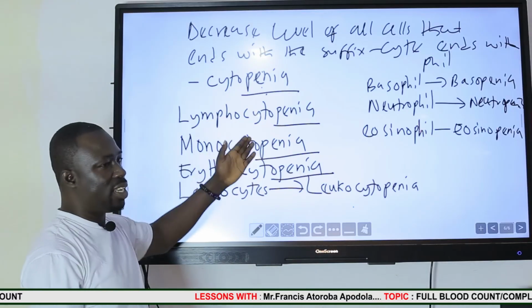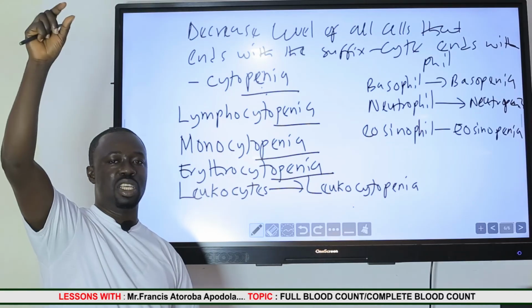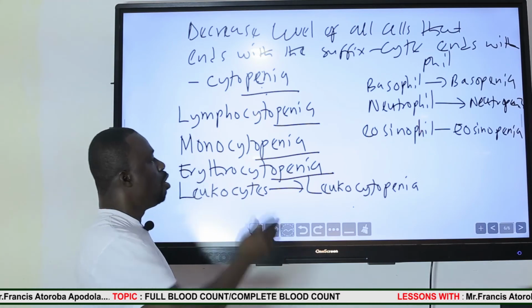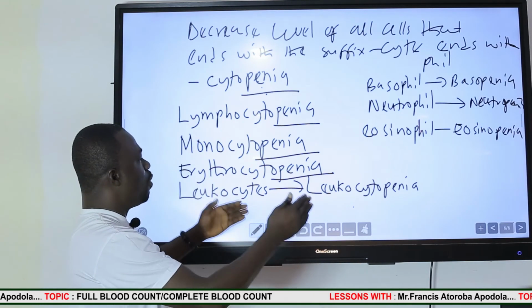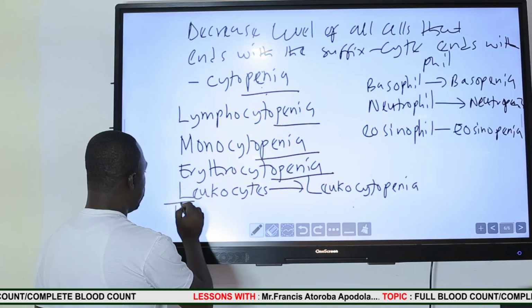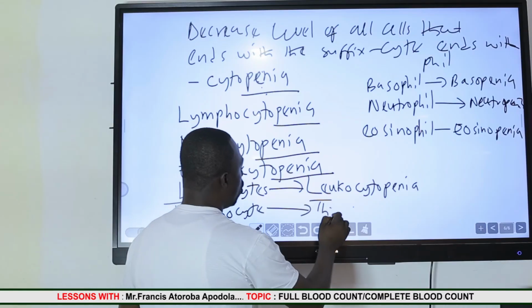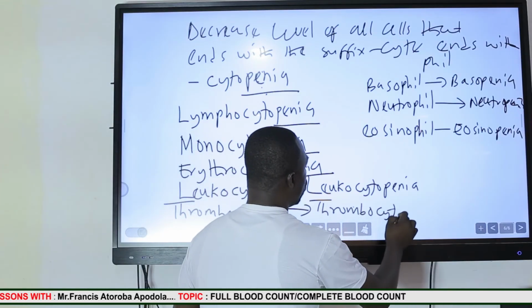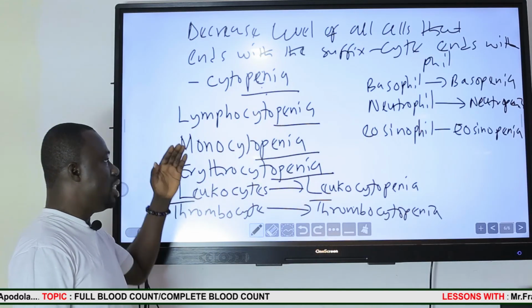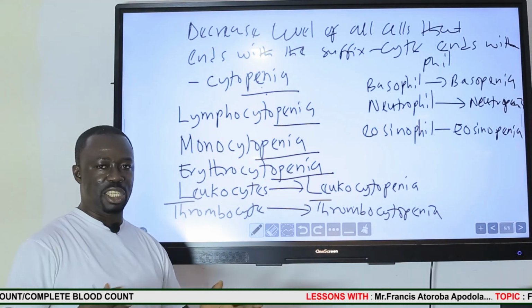When it comes to the blood cells that end with cyte, their increased level ends with cytosis, decreased level, the same cytopenia. So penia typically is the ending suffix for both granulocytes and agranulocytes and the other cells like platelets. So if you want to talk about thrombocytes, their decreased level will be called thrombocytopenia. So these are the terminologies that we'll be using when it comes to the interpretation of the full blood count.